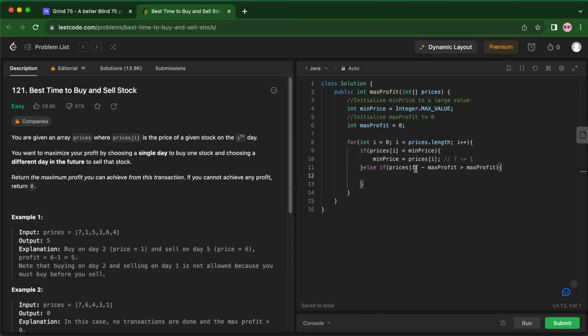So if prices of I right now is 5 minus max profit is 0, is it greater than our max profit? Why do we have this variable? To keep track of the maximum profit that we can generate through this array.